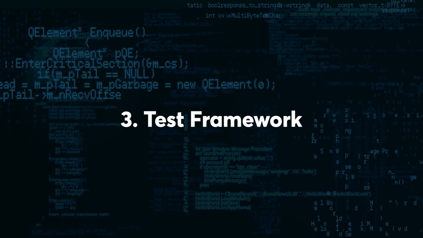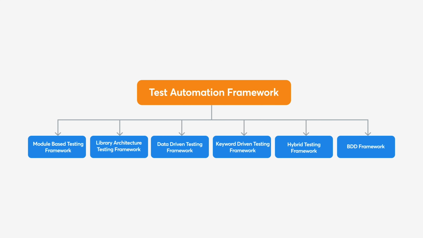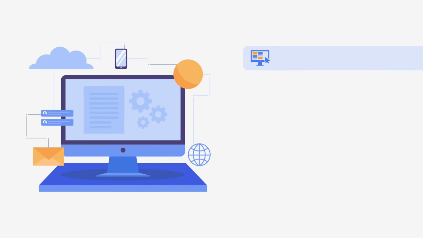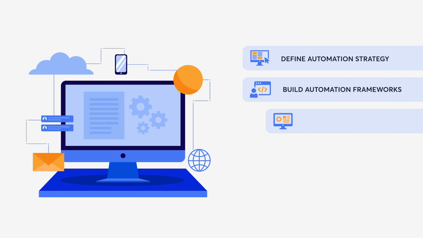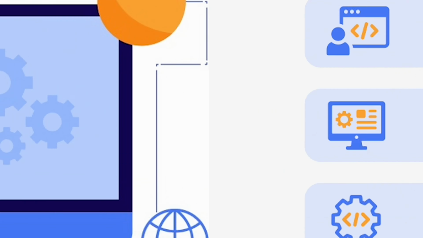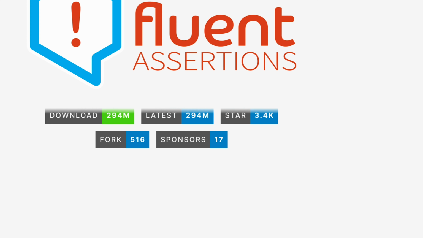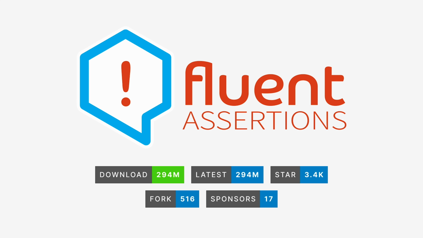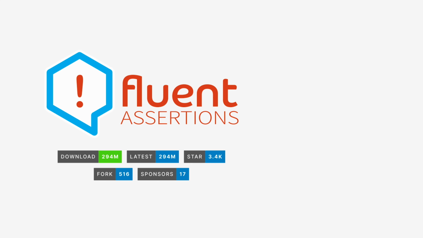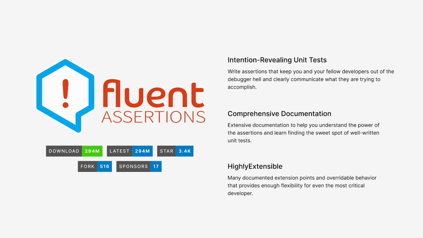3. Test framework. Unit tests are executed within a test framework, a software environment that supports the test's execution. It provides essential functionalities for running the test, capturing results, and managing the testing process. 4. Assertion libraries. In unit testing, assertion libraries are used to specify what should happen during the test. These assertions define the expected outcomes, allowing you to check if the actual results match your expectations.